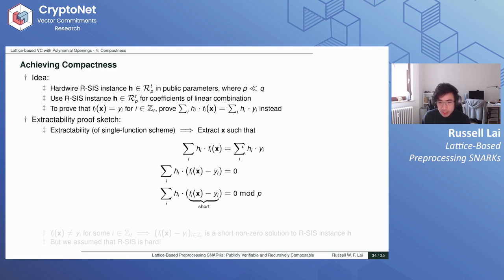By the extractability of the single function scheme, the extractor is able to extract some preimage x, which satisfies this compressed relation, that the summation of hi fi evaluated at x is equal to the summation of hi yi. And if we move these terms around, we obtain the following relation. Suppose now fi of x is not equal to yi for some i, then we can conclude that this vector, whose entries consist of fi of x minus yi, is actually a short non-zero solution to the ring SIS instance h. And since we believe that ring SIS is hard, we are convinced that this vector should be a zero vector, and therefore fi of x is equal to yi for all i.